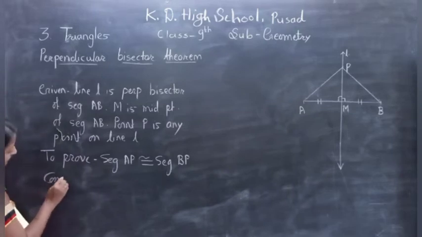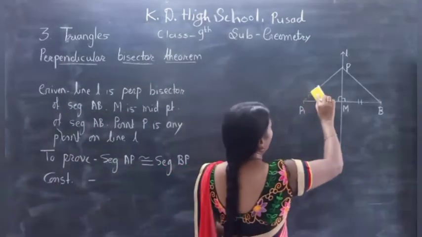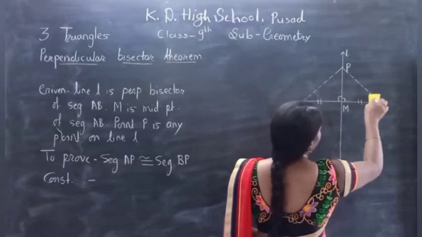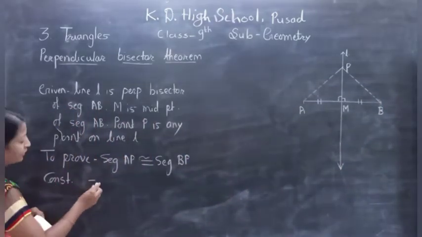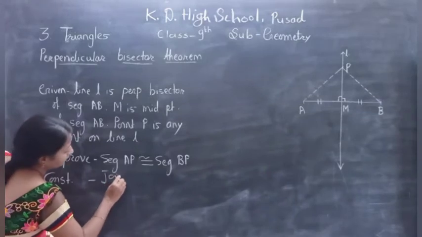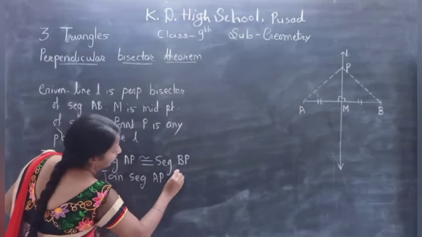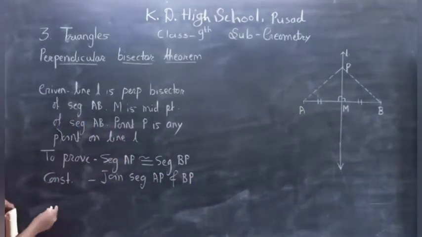Construction. Okay. What we have to prove is that this point P is equidistant from the points A and B, that is the end points of the segment. So here we have to make a construction. Join segment AP and BP. Okay. Now one by one we start the proof with steps.